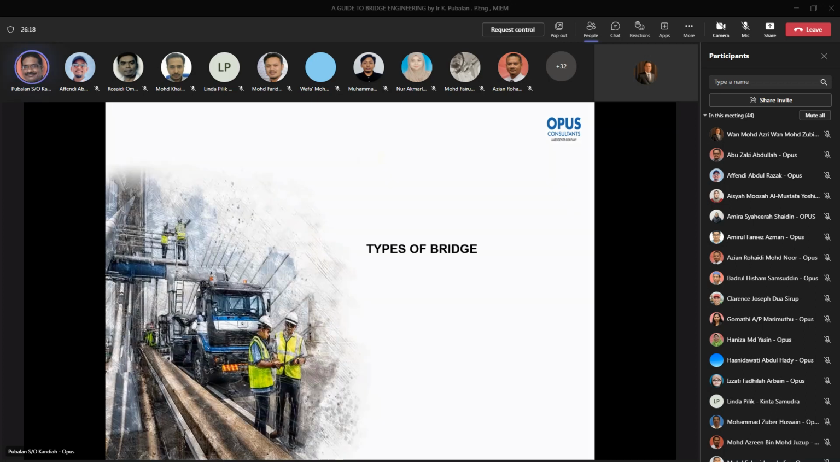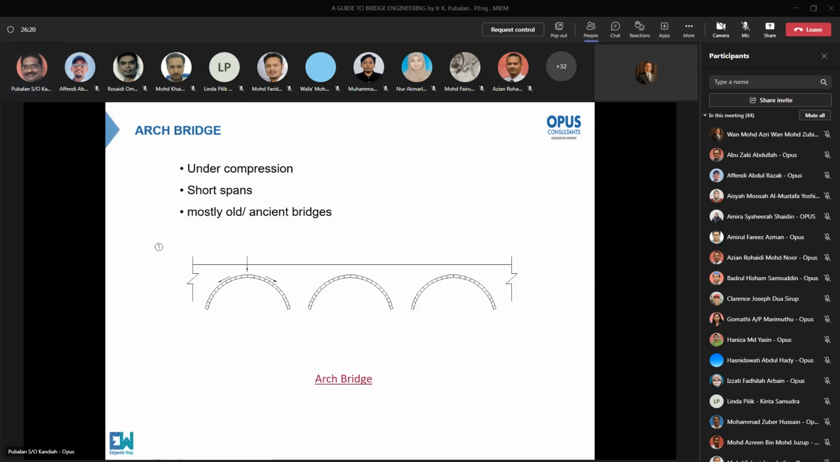Now we go to types of bridges. Remember, these bridges have been around for a very long time. Some people ask me, even in those days, they have bridges, right? So bridges hundreds of years old also can last, whereas some of the new bridges have got problems. So the simple answer is that the old bridges have generally been designed as arch bridges.